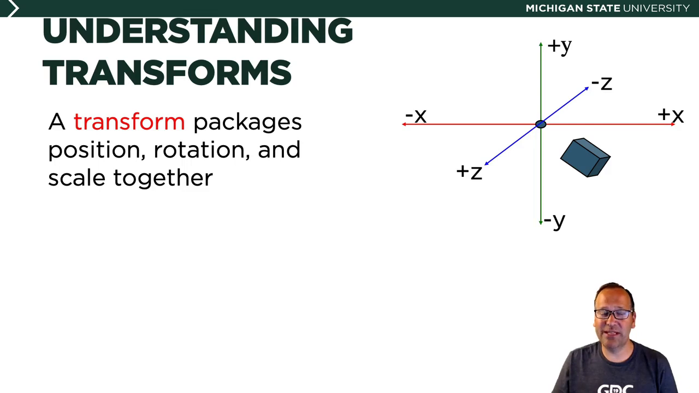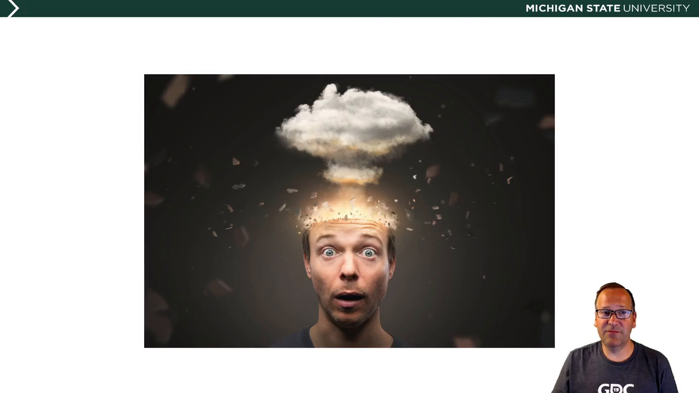A transform is a mathematical concept that packages together position, rotation, and scale. That is, it packages 3 vectors. We see transforms represented within the Unity editor as the transform component on game objects. If a lot of this talk about coordinate systems, points, vectors, and transforms is confusing or even mind-blowing, don't worry, it should start to make a lot more sense as we continue through this project.